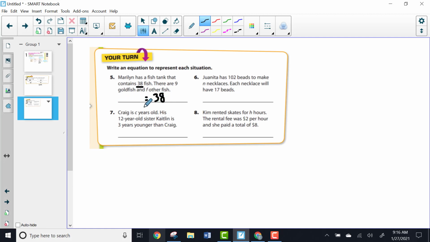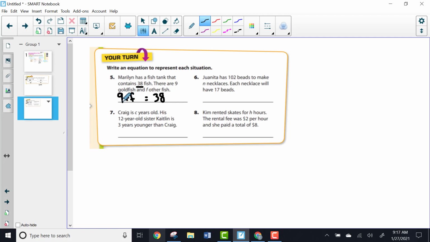Now we need to figure out my expression. I'm sorry, the left side of my equation. So it says there are 9 goldfish and the variable f other fish. Okay, so what we have here is we're combining these two. Because when you have the word and, so 9 goldfish and a certain amount of other fish, we know the whole part contains 38. We can see that that would be an addition problem there. So 9 plus f, or you can even do f plus 9, is going to give us 38.